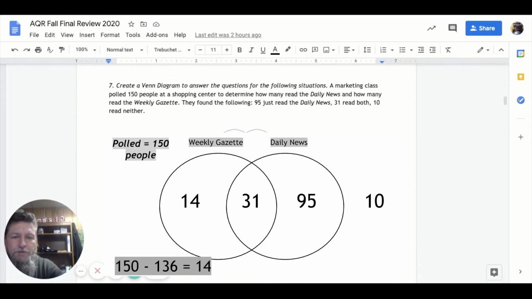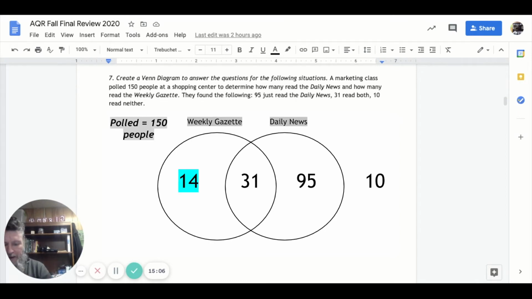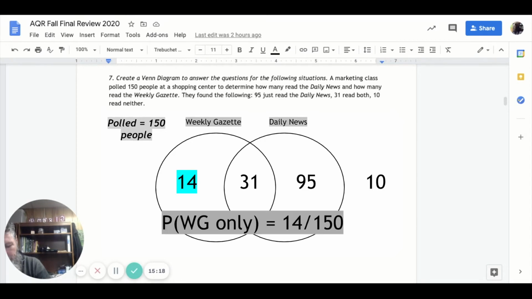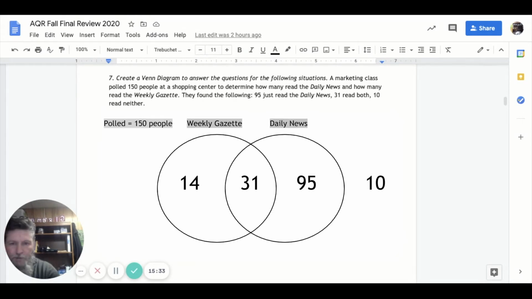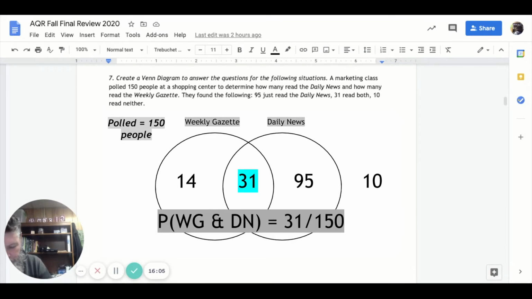What is the probability the person only reads the Weekly Gazette? Okay, so 14 out of the 150. Probability Weekly Gazette only, 14 out of 150. Okay, next question. What's the probability they read the Daily News and the Weekly Gazette? Well, let's see. Weekly Gazette and the Daily News reads both. That's 31 people right here out of the 150. Probability of both, 31 over 150.